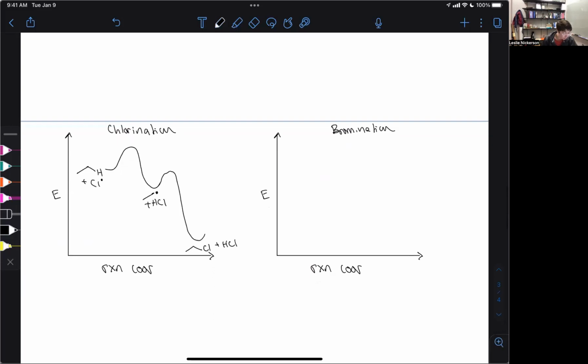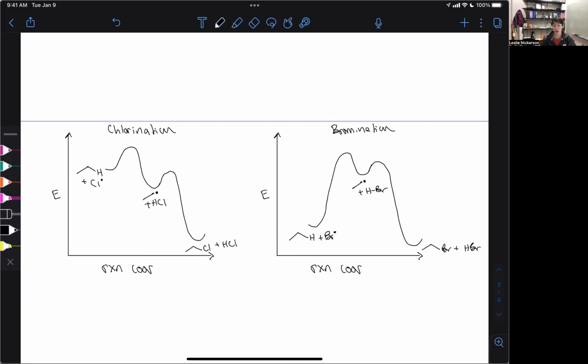So if we compare that to bromination, the starting point of our propagating set with our alkane and our bromine radical is much, much lower in energy. That means we have quite a high climb to go to our first intermediate, where we've now got our carbon radical plus HBr. And then it's just a little bitty bump to get to overall something that's lower in energy, our final products.